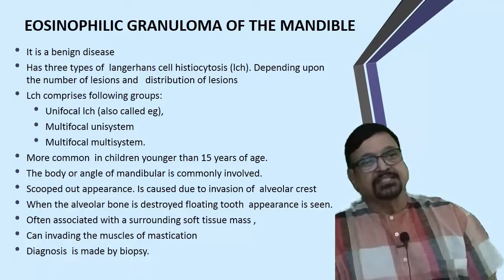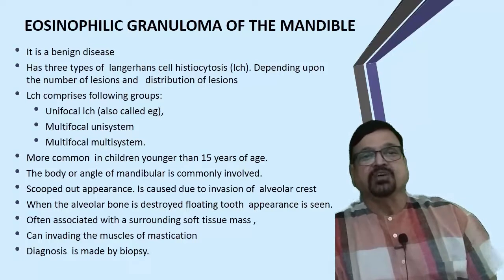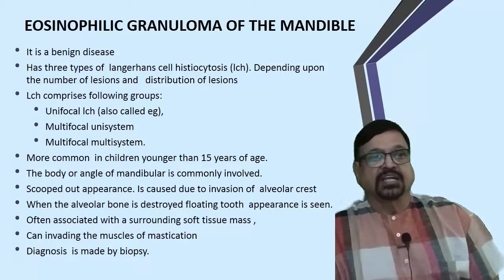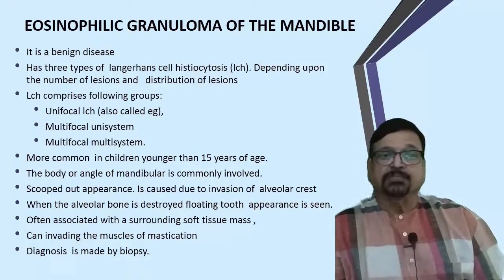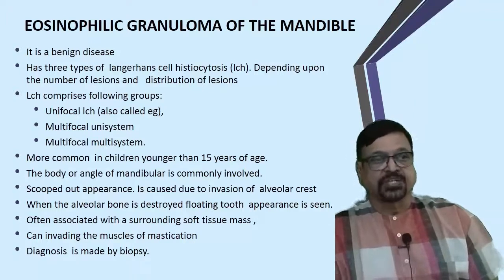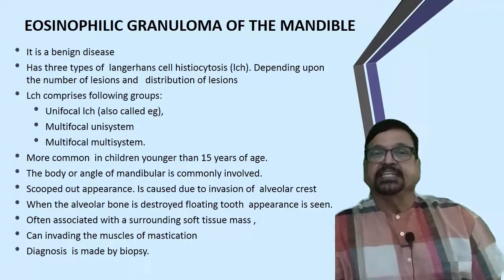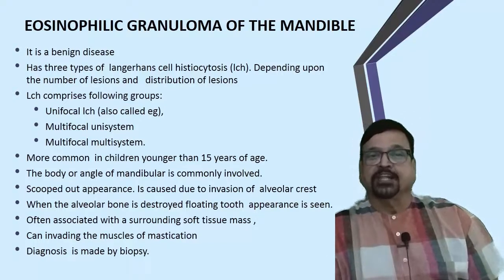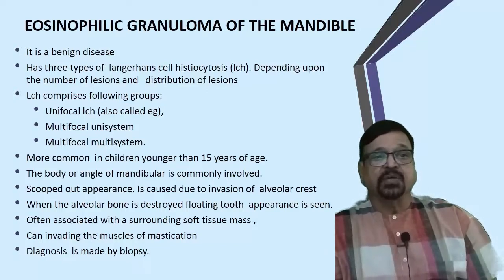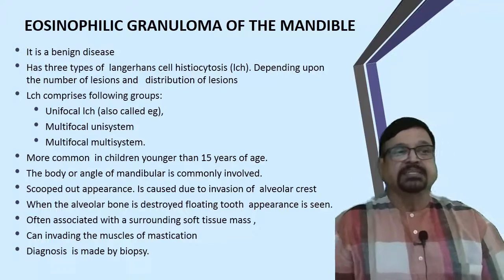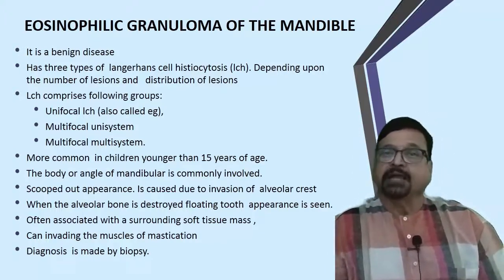Scalloped appearance is caused by invasion of the alveolar crest. When the alveolar bone is destroyed, a floating teeth appearance is seen. This is the common radiological description of eosinophilic granuloma, the floating teeth, and the reason is what I just explained. Now, it can invade the muscles of mastication, and diagnosis is made by biopsy only.